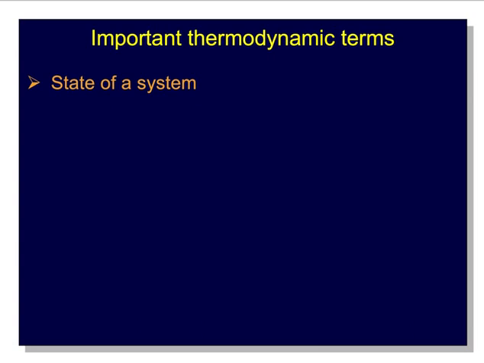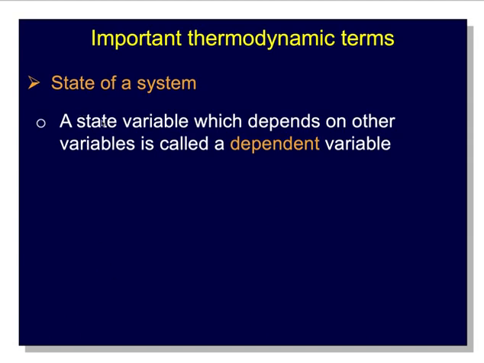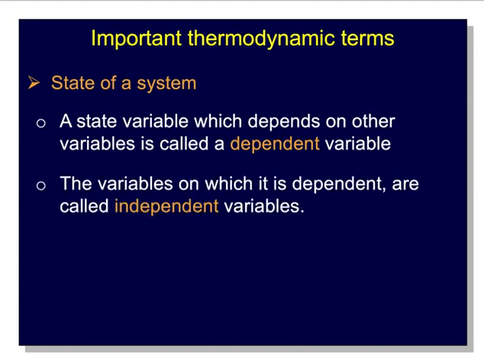Let's go ahead and see that a state variable which depends on other variables is called a dependent variable, because there are a number of state variables. A given system can have a state, and that state can be defined in terms of a number of variables, and among these variables a given variable could be dependent on other variables, and the other variables on which it is dependent are called independent variables. Let's understand with the help of examples. The state variable which depends on other variables is called a dependent variable, and the variables on which it is dependent are called independent variables.